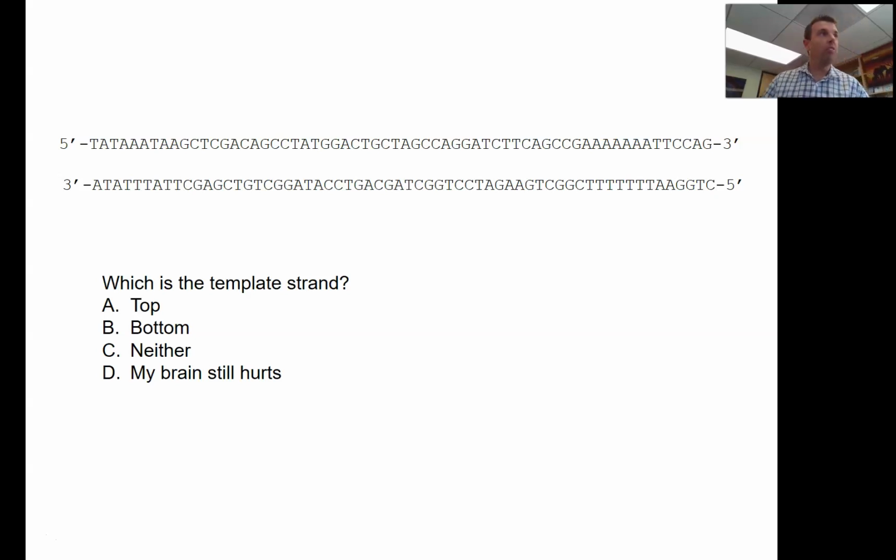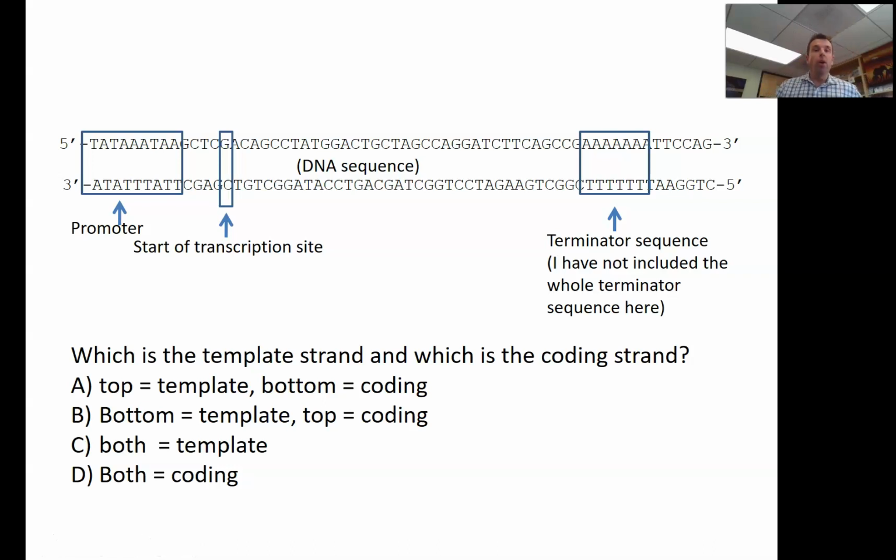All right, so let's think about this together. Hopefully we're able to at least try and answer it, but let's think about it. So this is the exact same strand, but I've pointed some things out to you. We know what the promoter looks like.